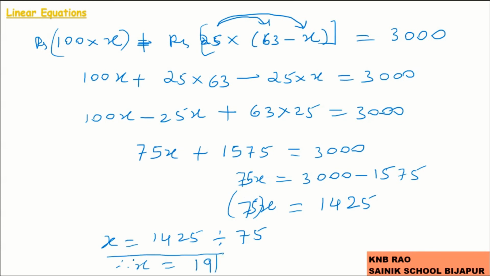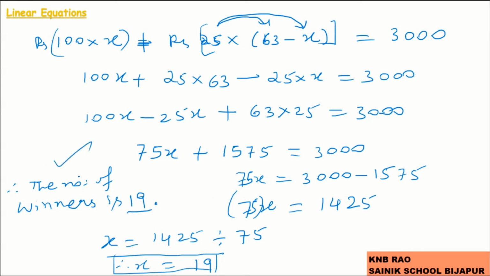That means we will write conclusion. Let me write the conclusion here. Therefore the number of winners is 19. So with this we will conclude.